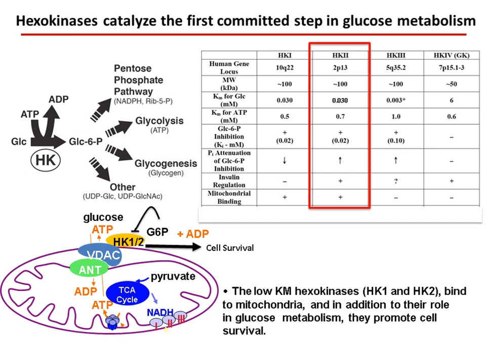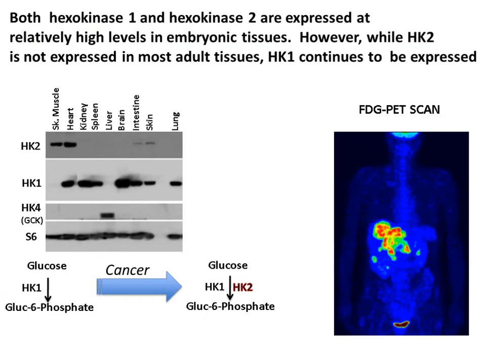We are interested in hexokinase 2 in particular, and this is because both hexokinase 1 and hexokinase 2 are expressed at relatively high levels in embryonic tissues. However, while hexokinase 2 is not expressed in most adult tissues, hexokinase 1 continues to be expressed.